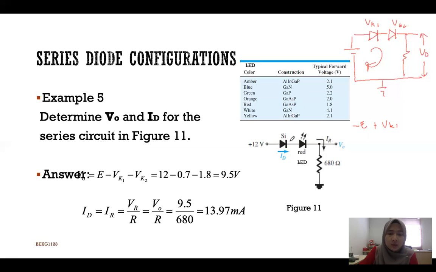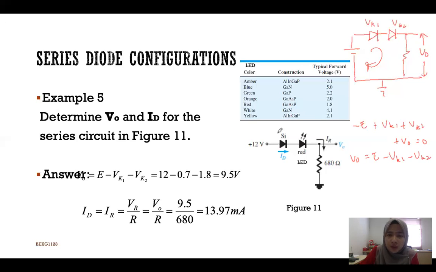Over here, for the first VK, before that, let me write the KVL equation. This is VK2 plus V naught. V naught is the V across the resistor. Why? Because this is parallel, so the voltage here is the same as the voltage across the resistor. So you will get V naught equals E minus VK1 minus VK2.